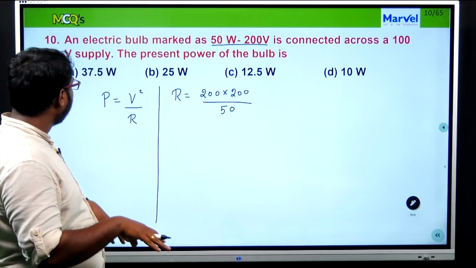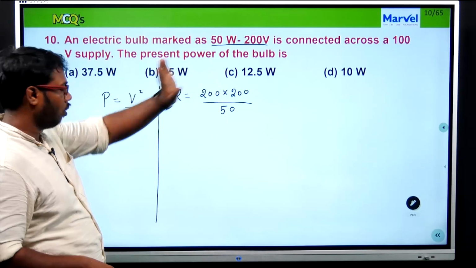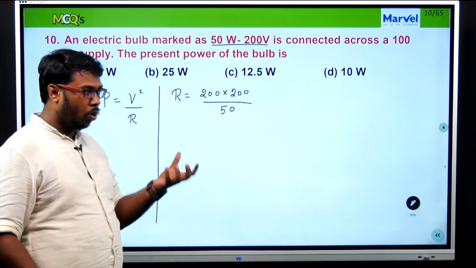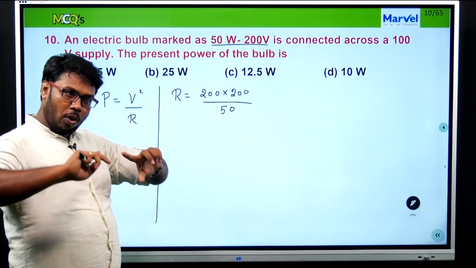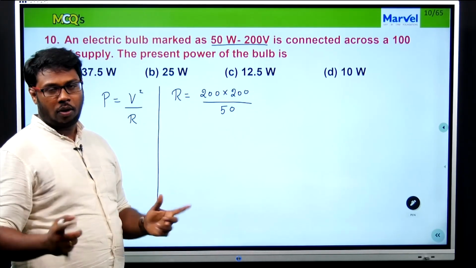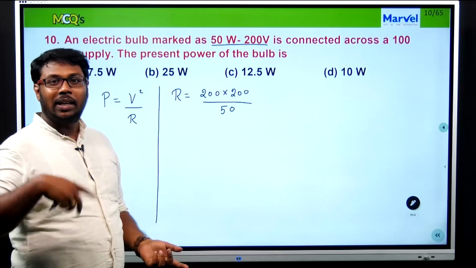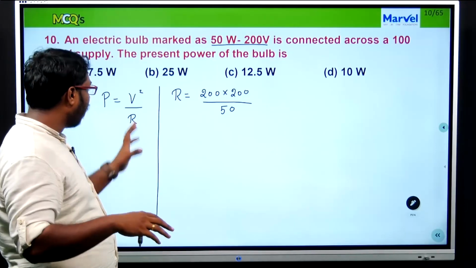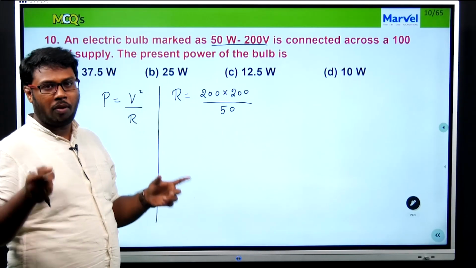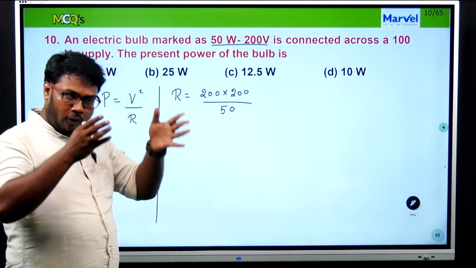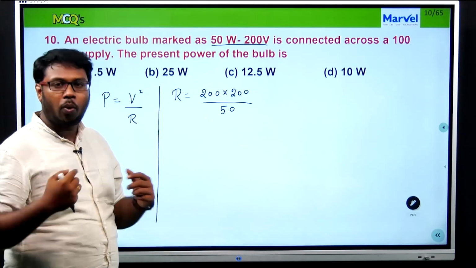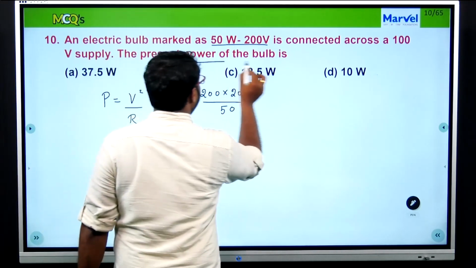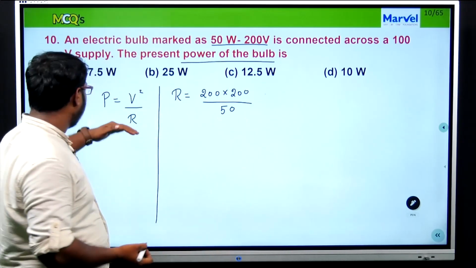Now I am going to do the same thing for the 100 volt, because the 50 watt, that will not change. Okay, the wattage of the bulb will not change. You can connect it across different voltages. In that case, the resistance could also remain the same. Okay, now listen, the power dissipation will change. Every time you connect a particular bulb of a particular watt to different voltages, the power dissipation will change. Now that is what I am trying to find with the new voltage supply.